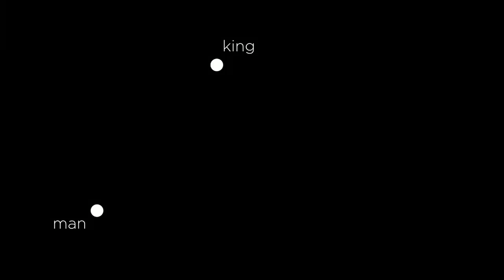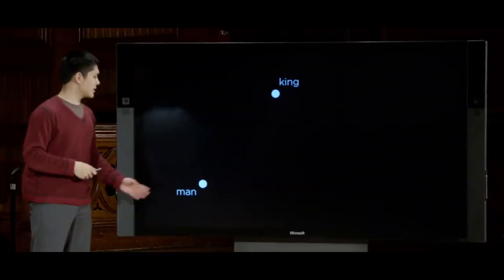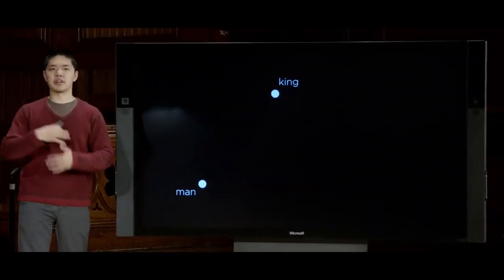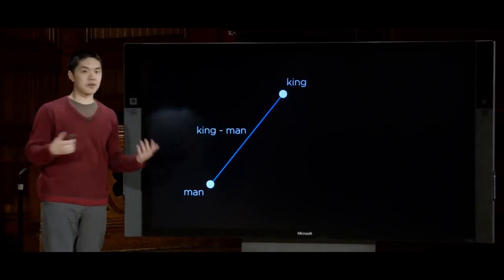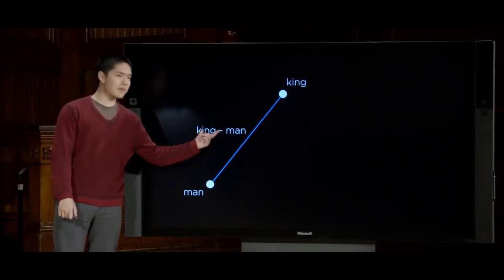Now, where things get really interesting is that because these are vectors, we can do mathematics with them. We can calculate the relationships between various different words. So I can say something like, all right, what if I had man and king? These are two different vectors, and this is a famous example that comes out of word2vec. I can take these two vectors and just subtract them from each other. This line here, this distance here, is another vector that represents king minus man.